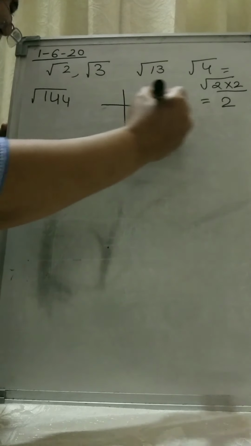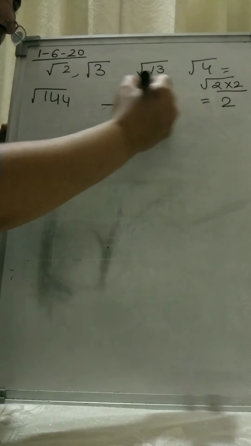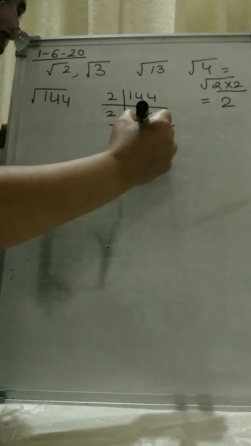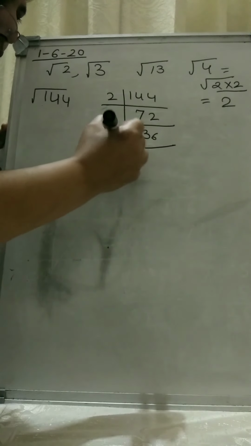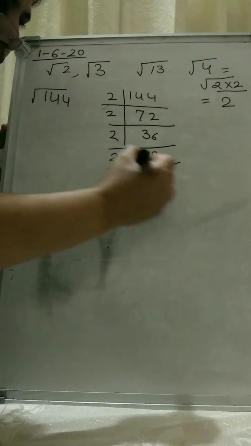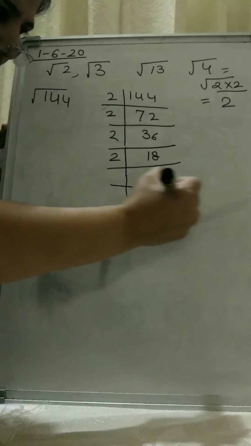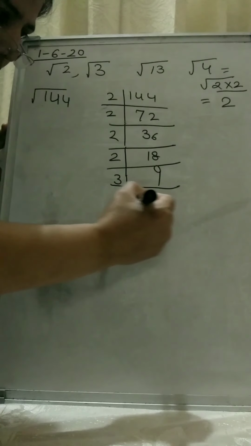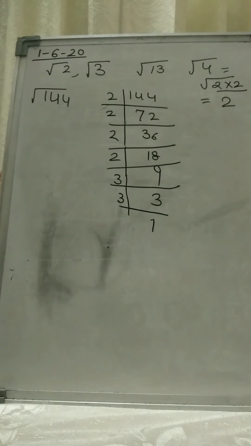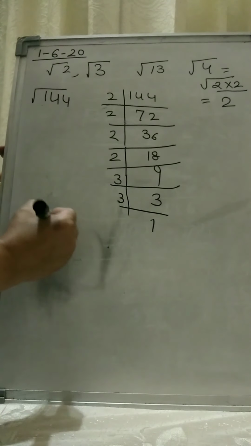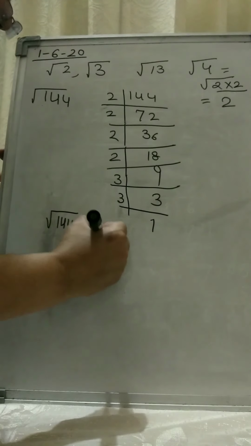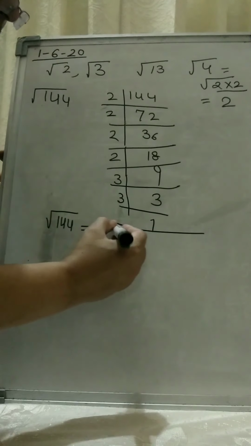Write the prime factors for 144. 2, 72, 2, 36, 2, 18, 2, 9. Now it will go with 3, 3 and 3, 1. Is it okay? These are the prime factors. Now write under root 144. Put again this sign.